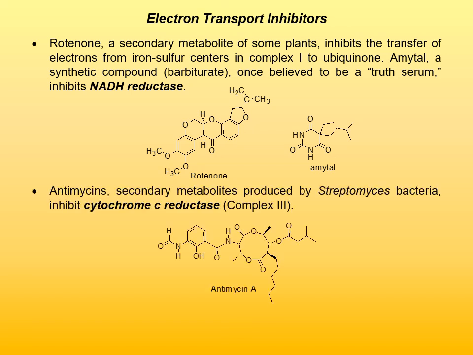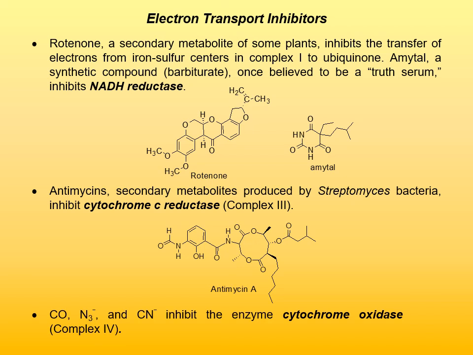And then antimycins, very toxic compounds that are secondary metabolites produced by Streptomyces bacteria, inhibit cytochrome C reductase. So they inhibit complex 3. And finally, small molecules or ions, carbon monoxide, azide anion, and cyanide anion, inhibit the enzyme cytochrome oxidase, or complex 4. So this completes our lecture on electron transport.